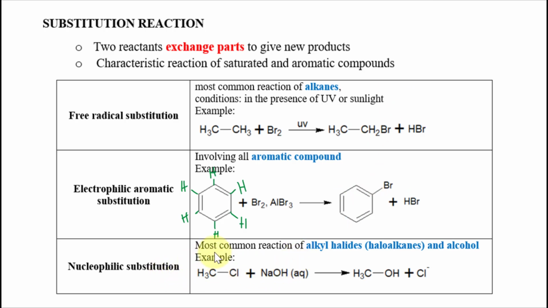A nucleophilic substitution reaction is a common reaction of alkyl halides and alcohols. For example, if I have an alkyl halide, the one that we are going to substitute in this reaction is the nucleophile. In an alkyl halide, the carbon attached to the halogen is an electrophilic site, while the halogen here, the Cl atom, is the nucleophilic site. So the nucleophile, the Cl atom, is going to be substituted with a new nucleophile from sodium hydroxide. The nucleophile here is OH minus, the hydroxide ion.